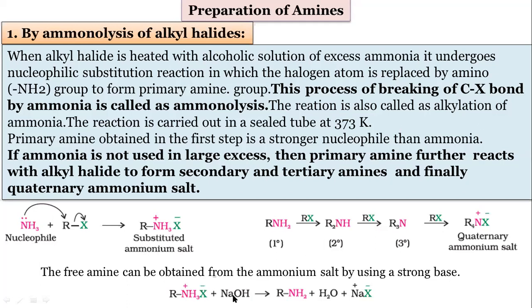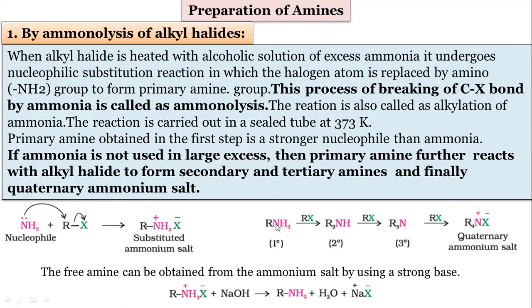When this salt is treated with NaOH, we get the primary amine plus H2O and NaX. This reaction is possible when excess ammonia is used. If the amount of alkyl halide is more than the ammonia, then what will happen? If the alkyl halide is used in excess, then the reaction will take place like this.